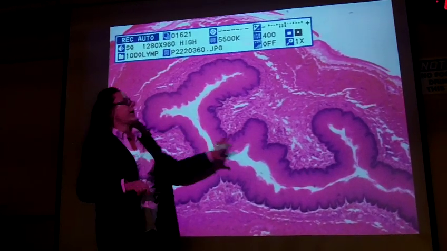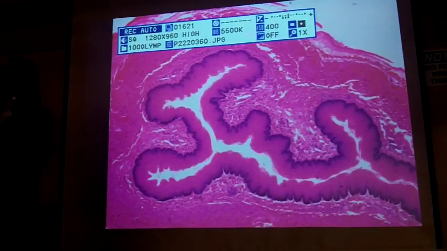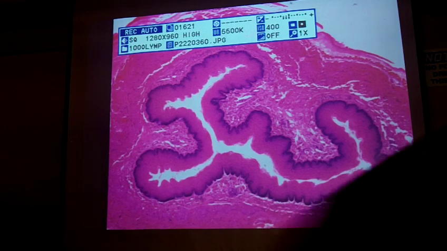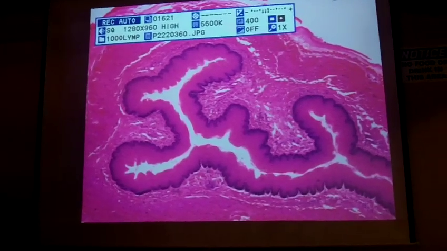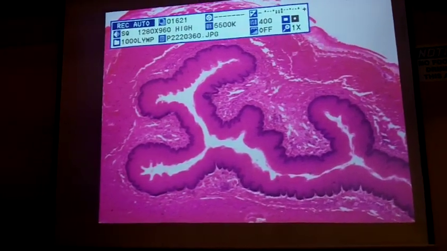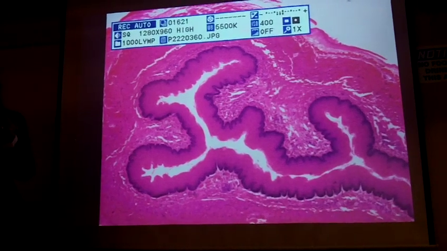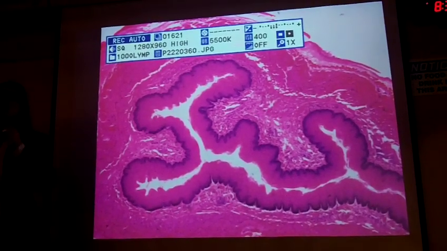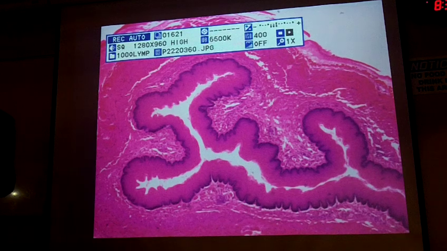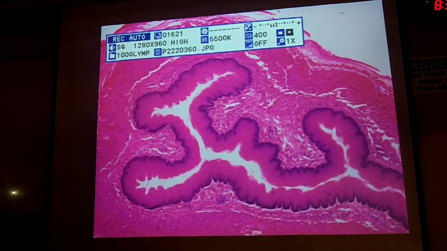This is at 4x, and I put this up here at 4x because here you can start to get a sense of where the different tunics are. Okay, so for every slide, you want to be able to identify the 4 major tunics. Again, I won't ask you for the different parts of the tunics except for the epithelia.